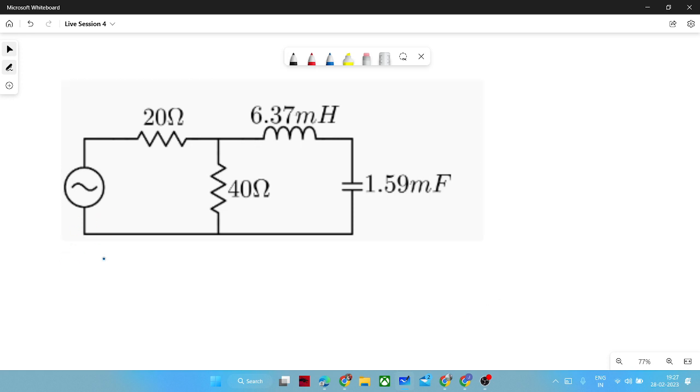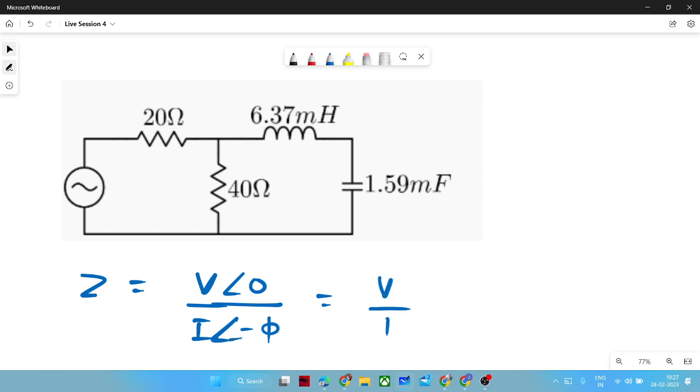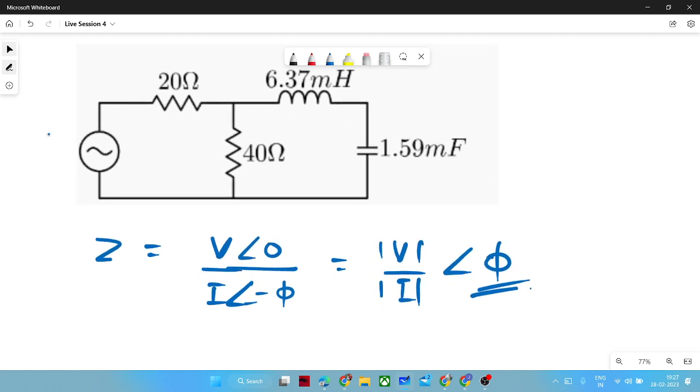Z is nothing but V by I, right? And you will assume V has zero angle, and I has some phi. Generally we take lagging, so the angle is minus phi. So V by I is the magnitude of V over the magnitude of I, and angle phi. You just need to compute this angle phi, right? And to compute it, you have to look: this is V in, this is I.